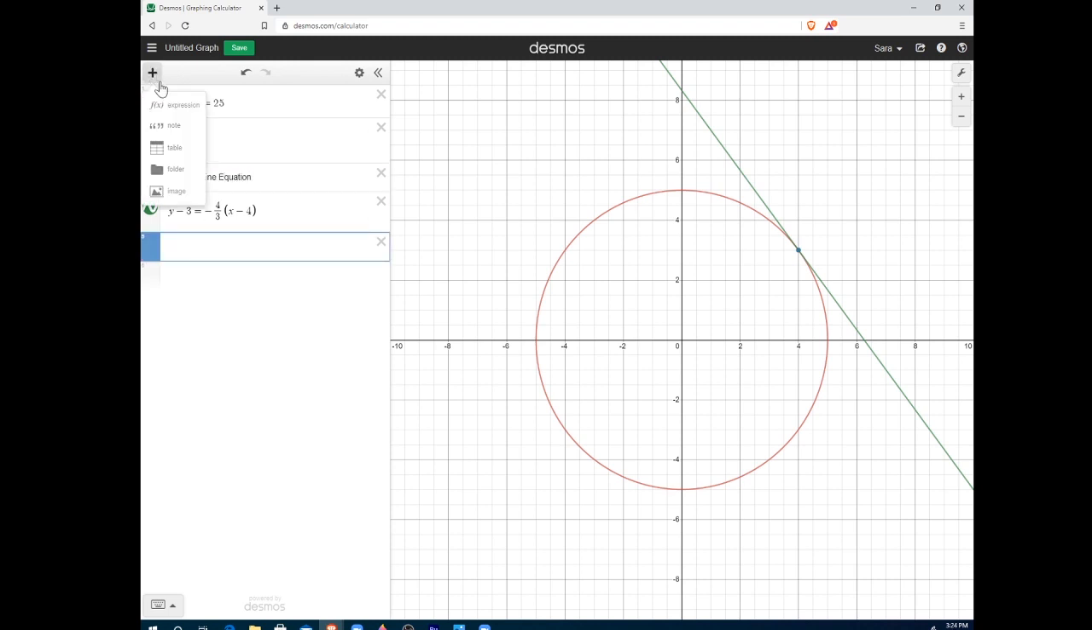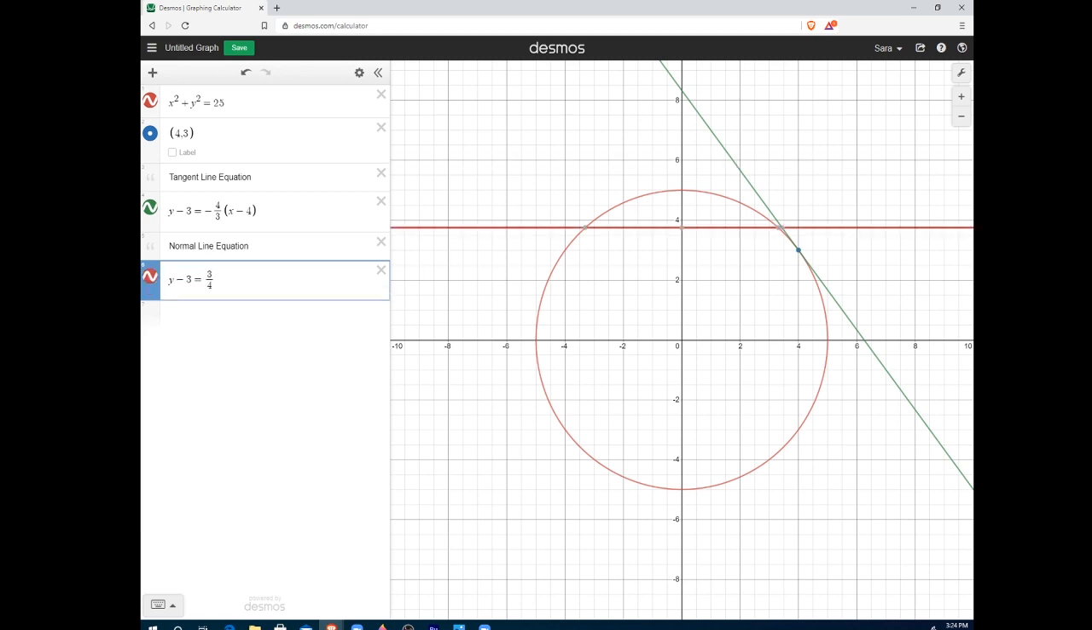If I come down here, let's do the normal line equation. Normal means perpendicular. It's perpendicular to the tangent line. I got the exact same equation, except my slope is the opposite reciprocal. But I want it to go through the same point.